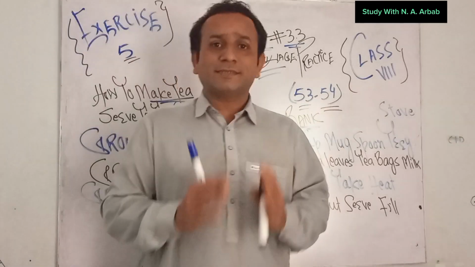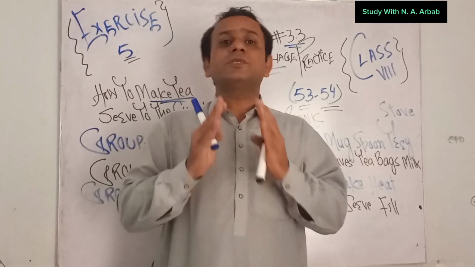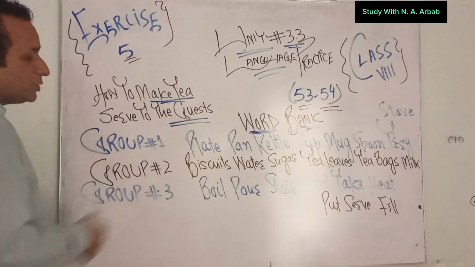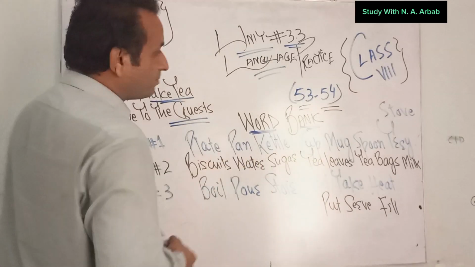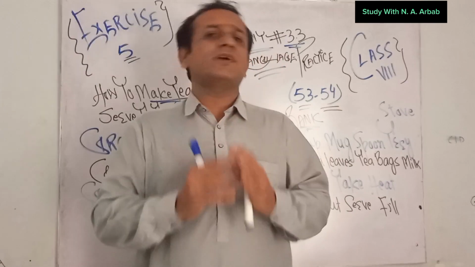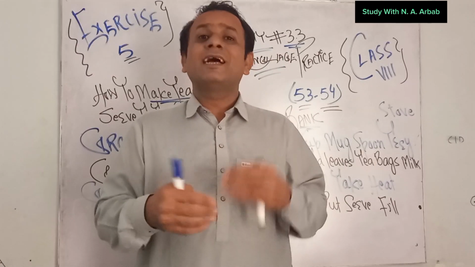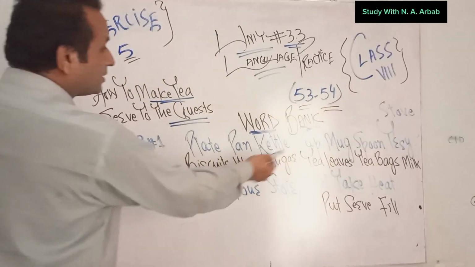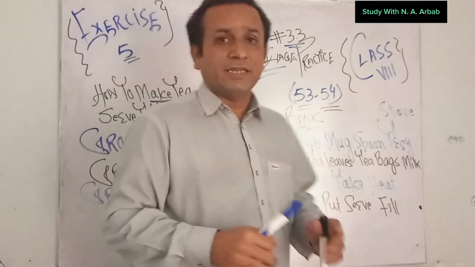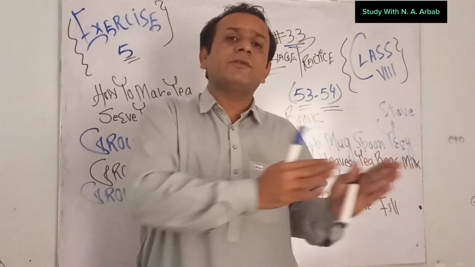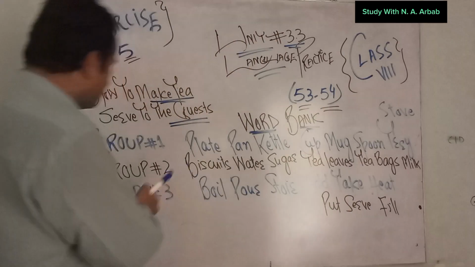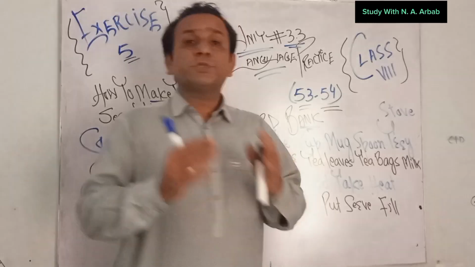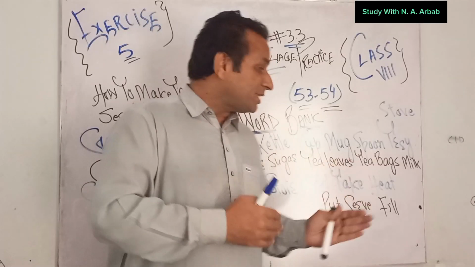You have to understand the pictures. Then you can understand here the plate. What is the use of plate? Pan, kettle, cup. These are easy words which you can understand and make sentences. Group 2: biscuit, water, sugar, tea leaves, tea bags, milk. It is, as you can say, the second part of tea. And the third part, group 3, has: boil, pour, store, add, take, heat, put, serve, and fill.